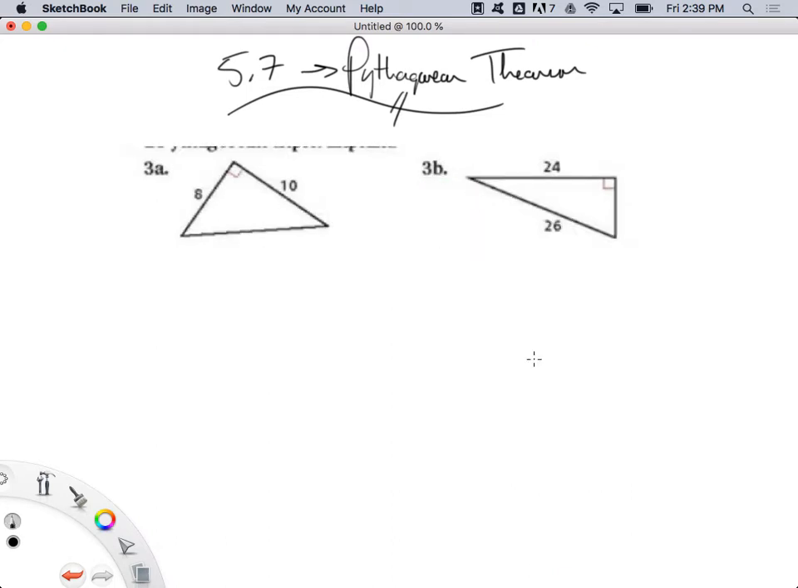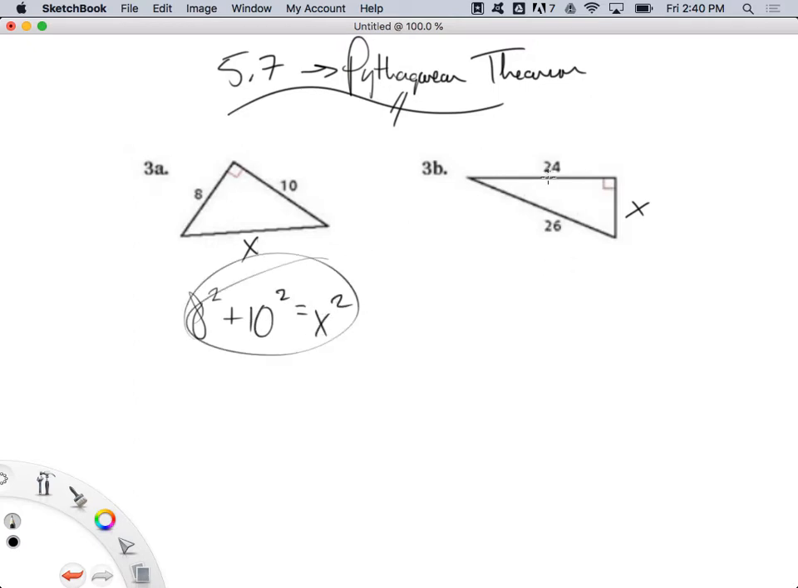Okay. Find the missing side length. All right, so here's the side. We'll call that x. Here's the side. We'll call it x. Here, which is the hypotenuse? X. So it's 8 squared plus 10 squared equals x squared. That one's like the other one, so we're not going to do that one. Here, which one's the hypotenuse? 26. Good. So it's 24 squared.